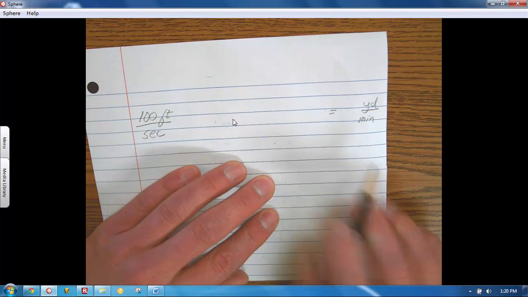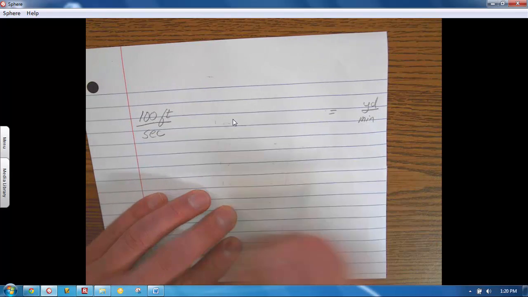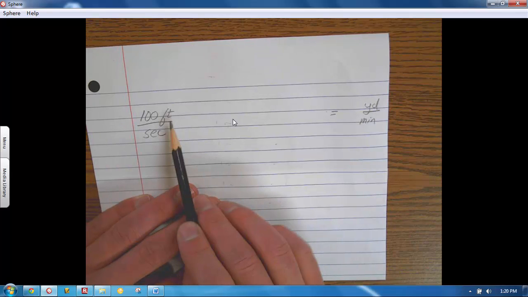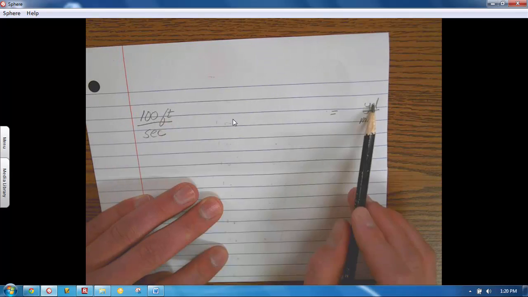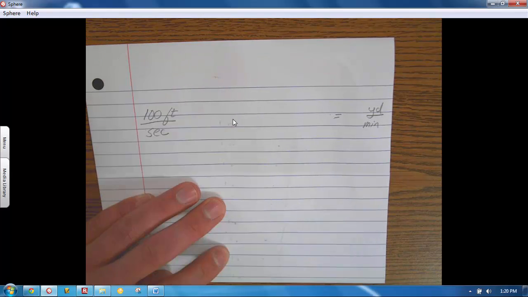Okay, so again, we set up our target way over here so that we know what we're trying to get to. We want to get from seconds in the denominator over to minutes, and we want to get from feet in the numerator over to yards. Now it doesn't matter which way we start. You can either do top first or bottom first. Let's convert 100 feet into yards right now.